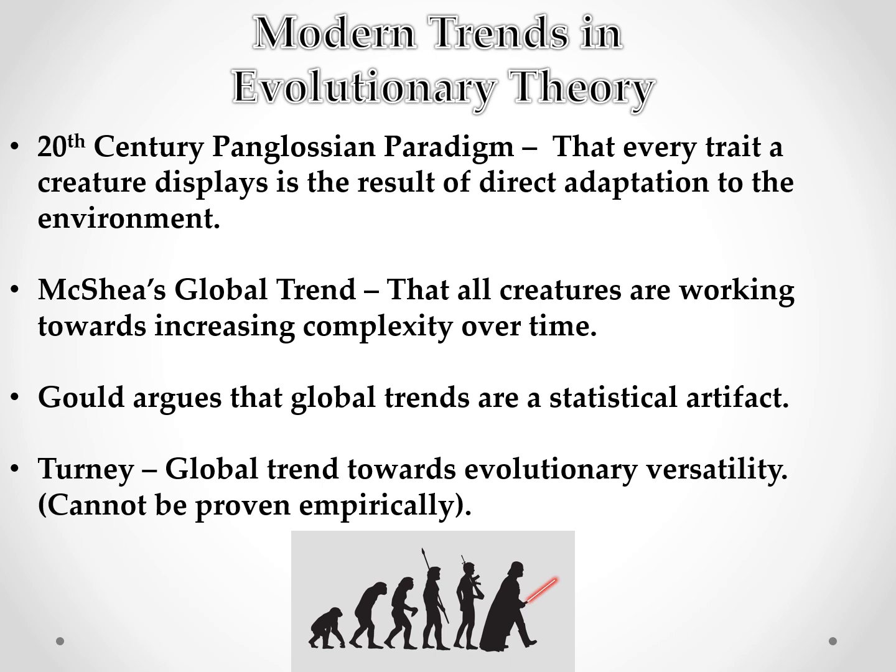So Gould, Stephen Jay Gould, who's one of my favorite evolutionary biologists, argues that global trends are a statistical artifact and don't really exist in reality. We also have a gentleman named Turney that says there is a global trend towards downward evolutionary versatility. And this actually cannot be proven empirically. So we're not going to talk a whole lot about the details of a lot of these evolutionary theories. We're going to stick to just the basics.